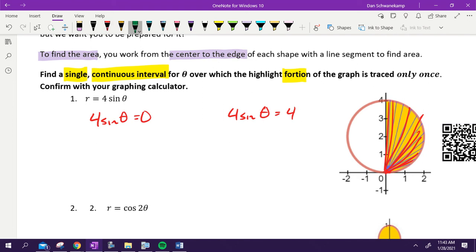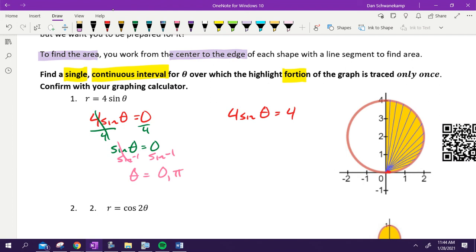Let's try it. If I solve this, 4 sine theta equals 0. Divide by 4. Sine of theta equals 0. I want to get rid of sine, so I use inverse sine. When is theta going to get me 0? 0 and pi. Those are the two places that sine is going to get me 0. So those are the two options I have to get me this dot right there. It's either at 0 or it's at pi.